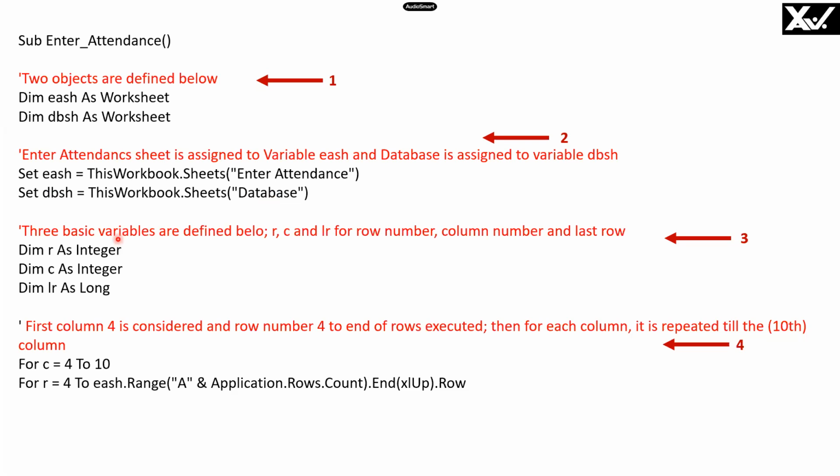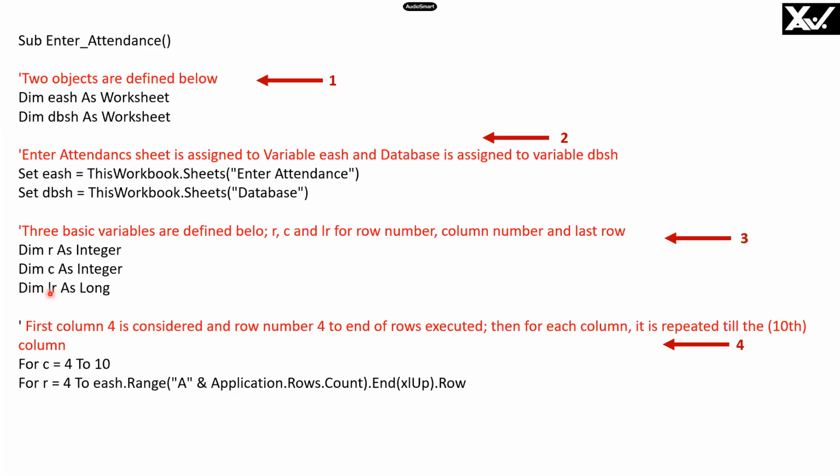Then we are defining 3 variables. R is the row variable, row value. C is the column value, that is also a variable. LR is another variable which gives you the latest row or the last row where we have to modify the data if already existing or update the data at the bottom of the database. Right? How does it do?